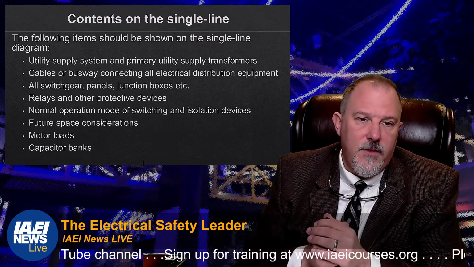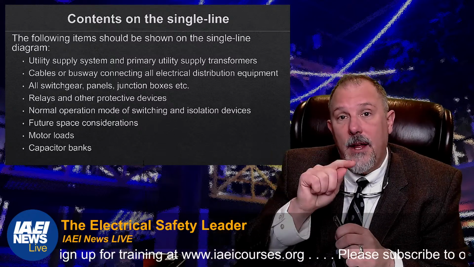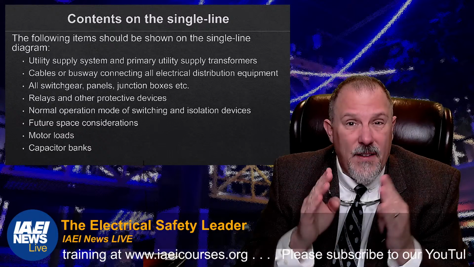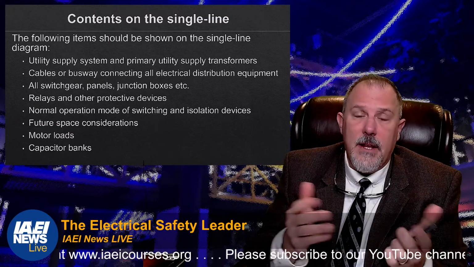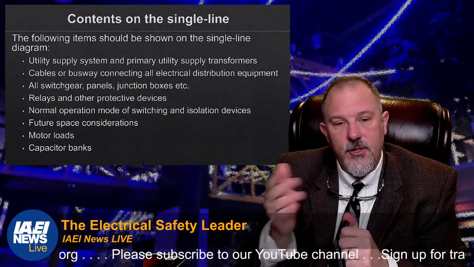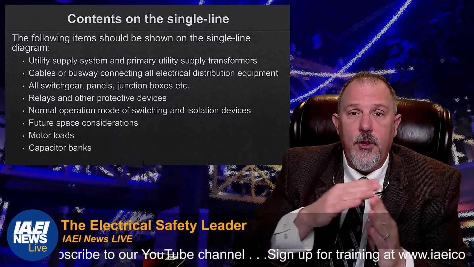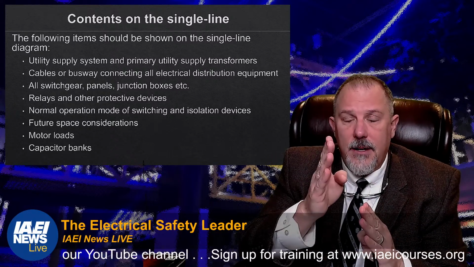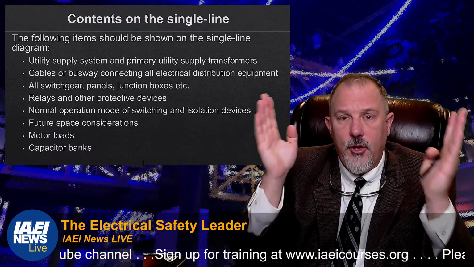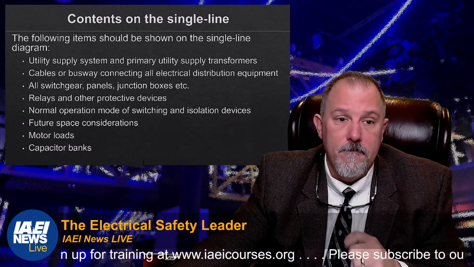Relays and other protective devices, normal operating modes of switching. So you'll have NO, normally open, normally closed, especially if you have tie breakers or anything like that. You need to know, like transfer switches, the normal operation, emergency operation. And in some cases, if you have a three-way where you can have a center, a switch that can put it in the middle where you don't have the supply coming from anywhere, you need to see that as well.